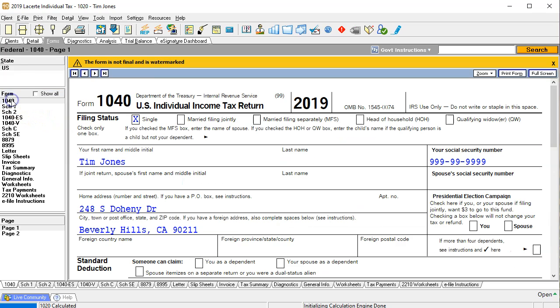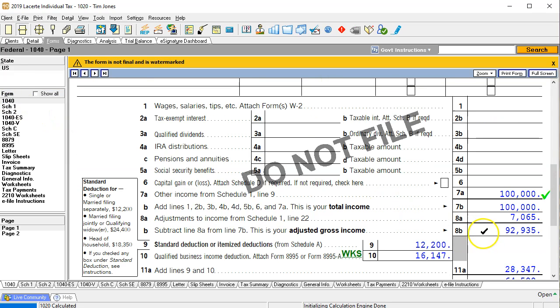So if you go back to page 1 then, now we have the Schedule C income rolling forward at the 100,000. Then we're going to deduct half of the self-employment tax that's rolling forward from the Schedule 1. That brings us down to the 92,935. We then have the standard deduction on this return for an individual. That has nothing to do with the Schedule C. Everybody gets the standard deduction. This one happens to be for the individual.